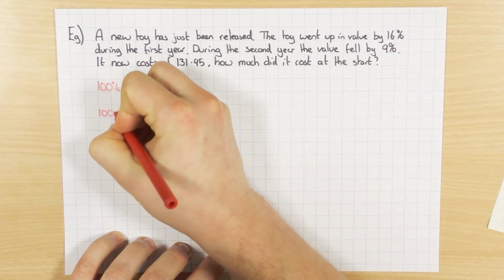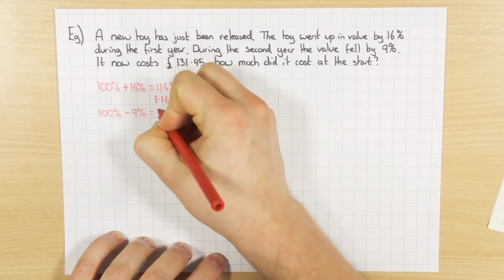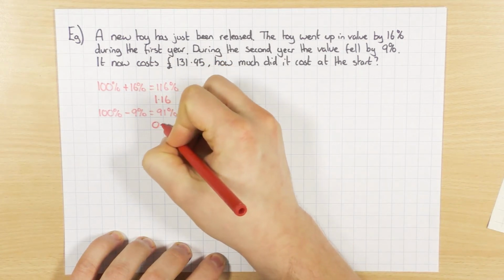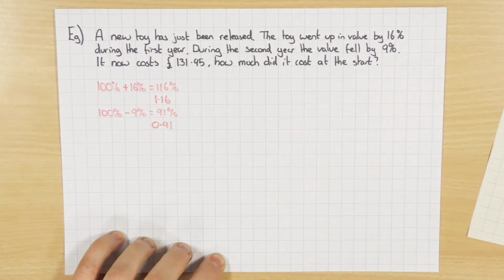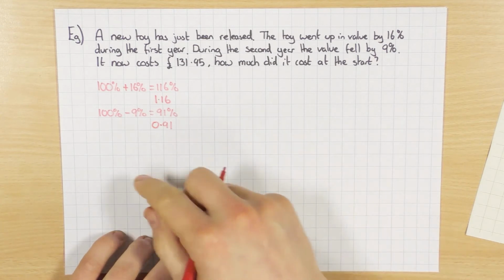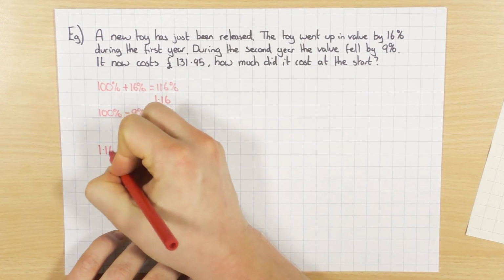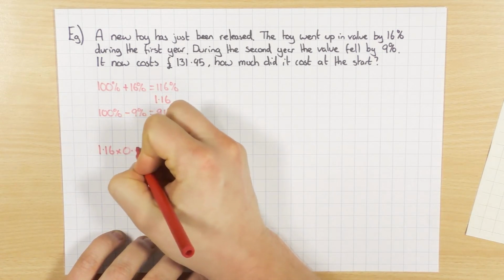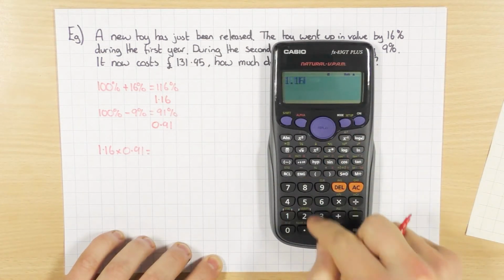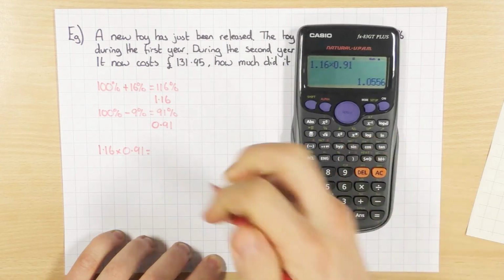So 100% minus 9% gives me 91%. What's that as a decimal? 0.91. So what you can do now is work out your overall decimal multiplier. So all I do by that is I just times these two together. So 1.16 times 0.91. If I times them together, I'm going to get my overall multiplier, which is 1.0556.